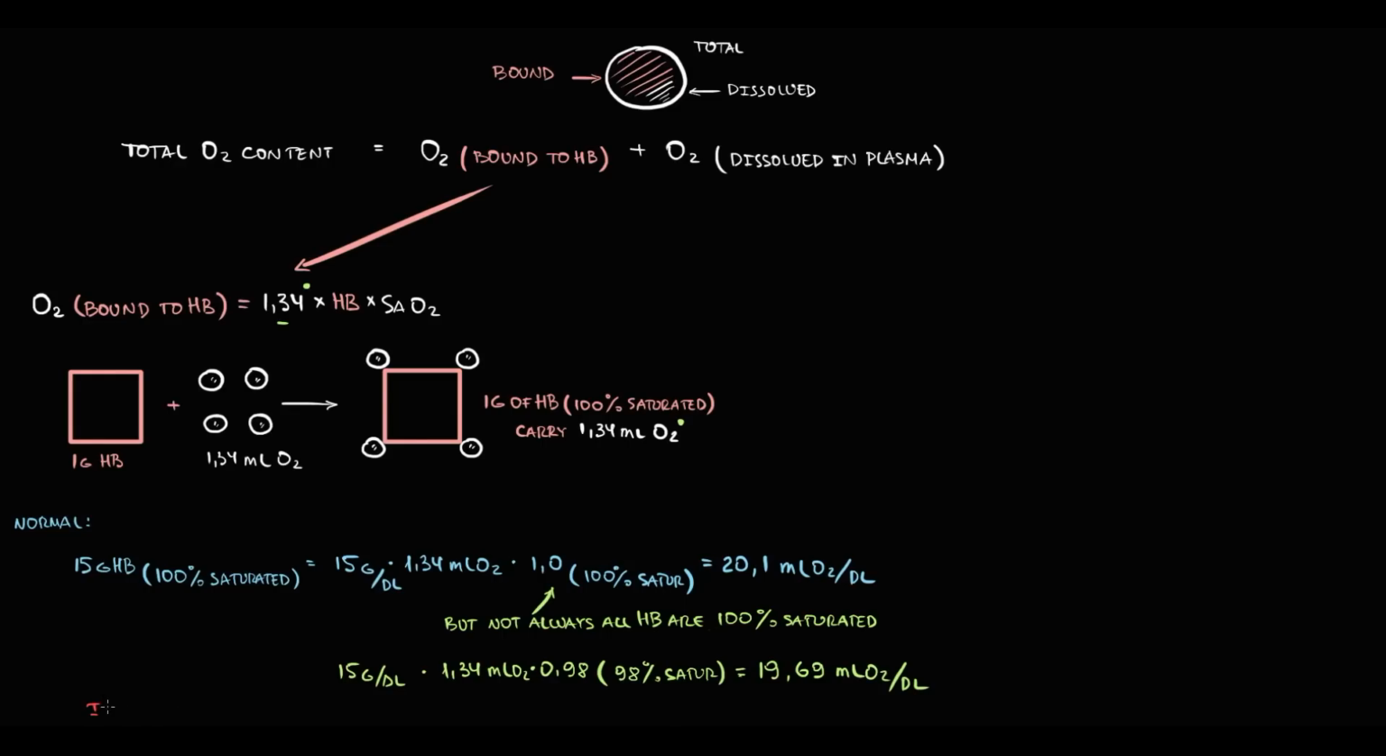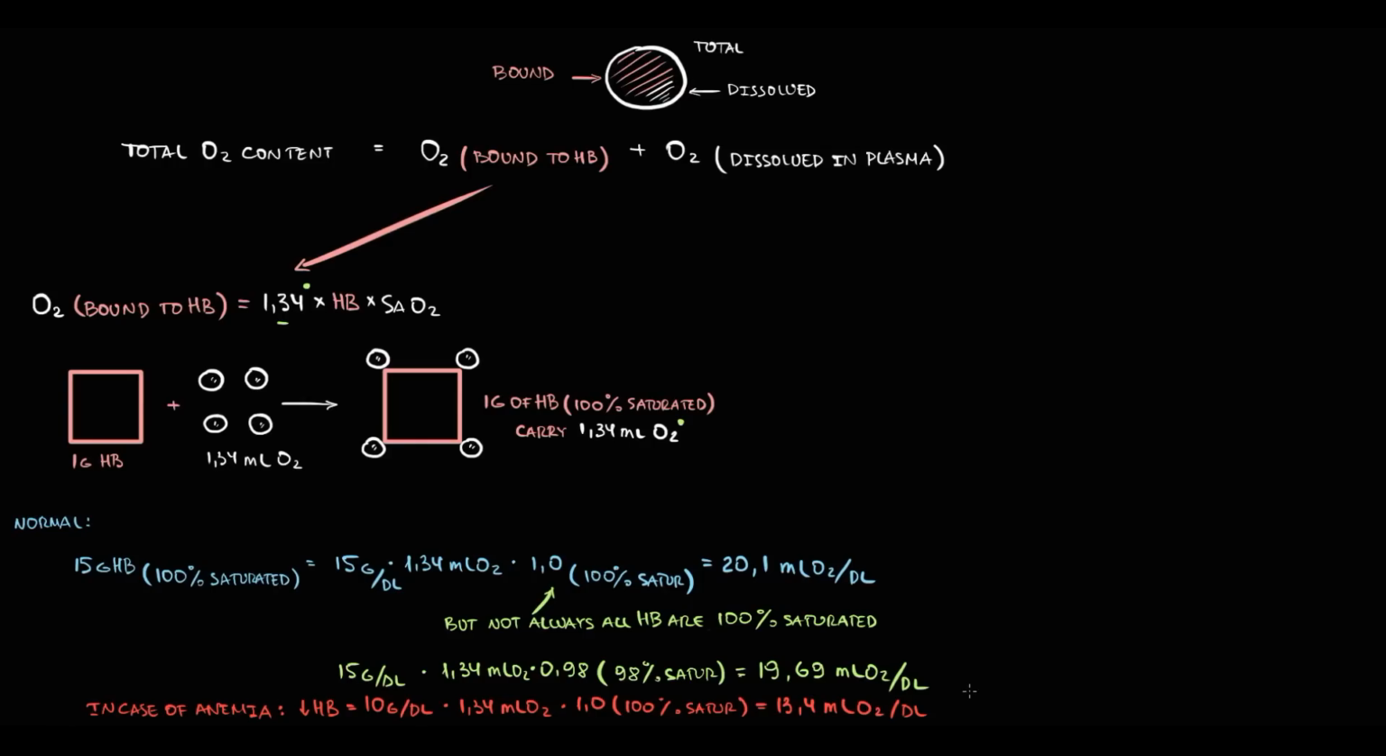Another clinical scenario is anemia, where the concentration of hemoglobin decreases. Let's say the hemoglobin concentration is 10 grams per deciliter. The constant is always the same, and let's suppose saturation is 100%, so all hemoglobin molecules are fully packed with oxygen. And in this case, even with full saturation, the oxygen binding capacity is 13.4, which is significantly lower compared to the two previous cases. So, as we see, hemoglobin is the major factor that determines oxygen binding capacity.